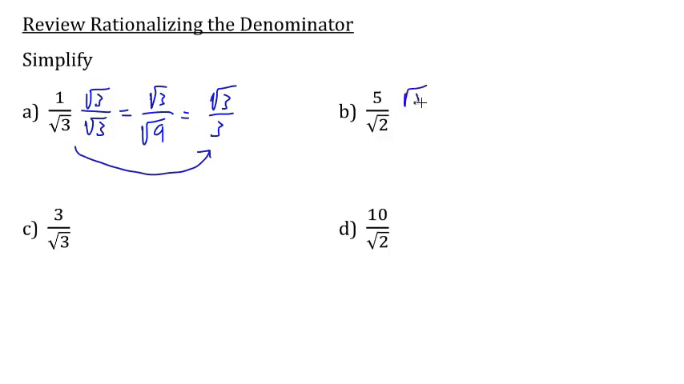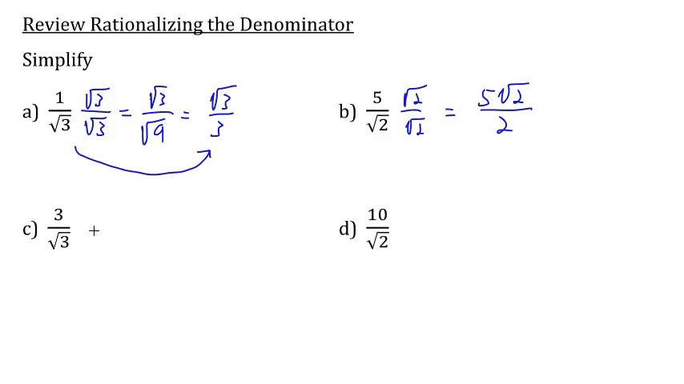Let's try the same thing on B. We're trying to get rid of the square root in the denominator. So we'll multiply by whatever square root is in the denominator, in the top and the bottom. Multiply straight across the top and straight across the bottom. And once again, notice we cannot cancel those 2's because that's not really a 2.